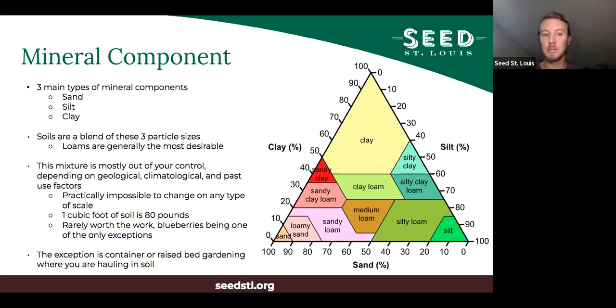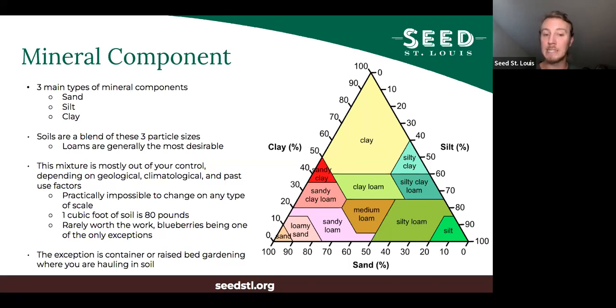So those geological, climatological, and past use factors are not something that you can control. And it's practically impossible to change your soil type on any sort of scale. If you're like, I want an acre garden and I want it to be more sandy, you would need to bring in dump truck after dump truck after dump truck of sand and then somehow mix that in to make it more sandy. And that's just a lot of work. I mean, 1 cubic foot of the mineral component of soil is 80 pounds. So we are talking about literal tons if you're wanting to make any large scale change to your soil type. So you're kind of stuck with that mineral component for the most part.